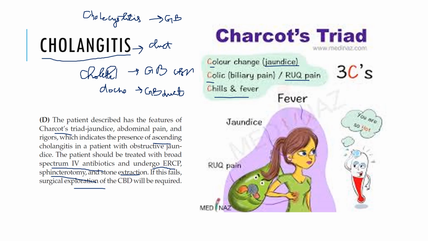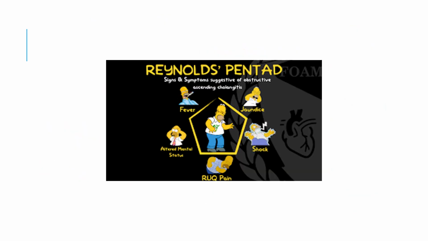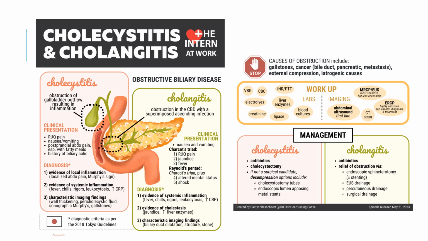So that is a Charcot's triad, but there is something also called a Reynolds pentad, which is Charcot's triad, that is fever, jaundice, and right upper quadrant pain, along with altered mental status and shock. So that is again obstructive ascending cholangitis, which is classically seen as a Charcot's triad, but there can be two more things: altered mental status and shock, which constitute the Reynolds pentad.